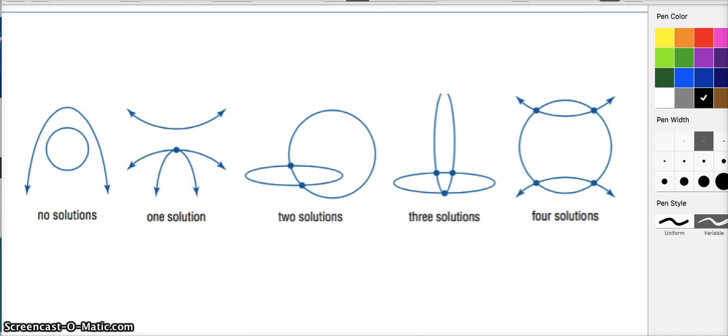Sometimes when dealing with problems like these, you can get all kinds of situations. No solution, one solution, two solutions, three solutions, and even four solutions. We just had one with two solutions, but it depends on what the shapes are that you're intersecting and where they're located on the coordinate plane. So I just wanted you to get a vision of some of the things we'll be working with.